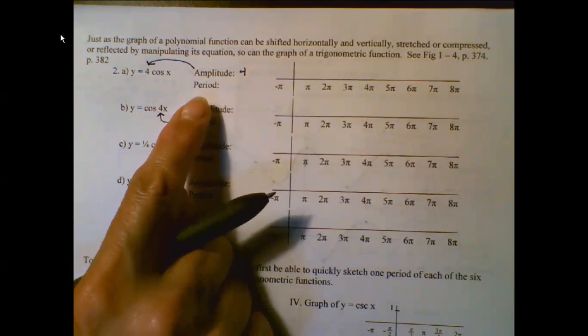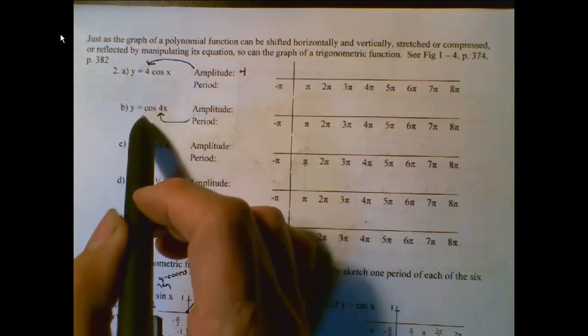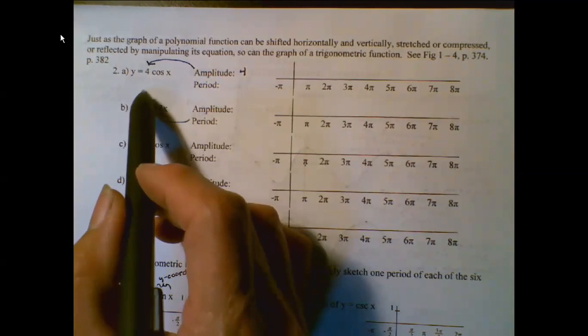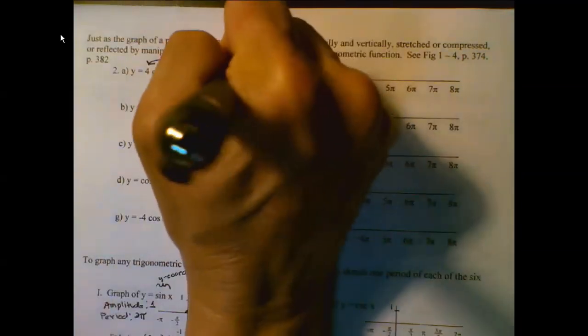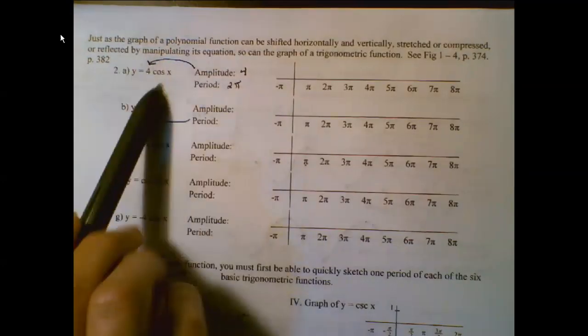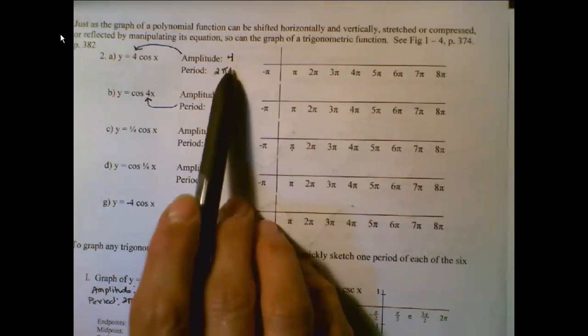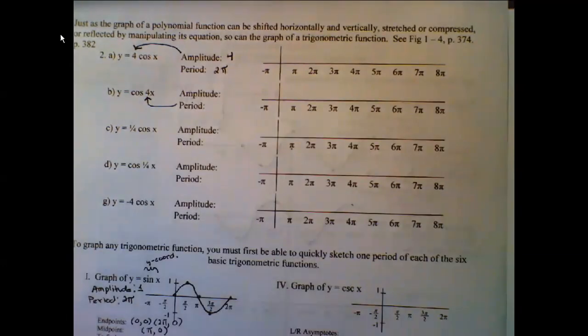Wait, I think I said something wrong. The amplitude in the A part is 4 instead of 1. 1 is the normal amplitude of the trig function. The amplitude of this one's 4. What's the normal period of cosine? How big of an interval does it take for cosine to do its whole thing? 0 to 2 pi. So we want our graph to look the same shape as this, but having an amplitude of 4, that means it's going to go up 4 units and down 4 units instead of just up 1 unit, down 1 unit.